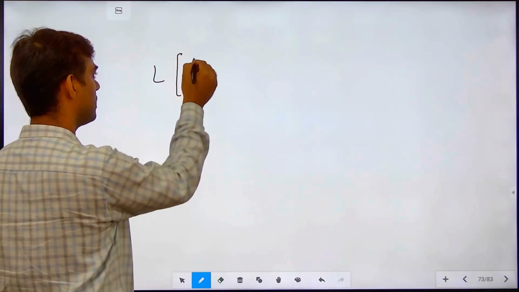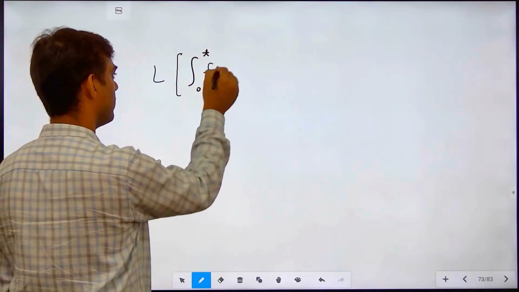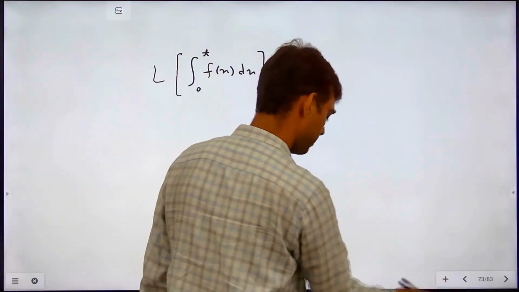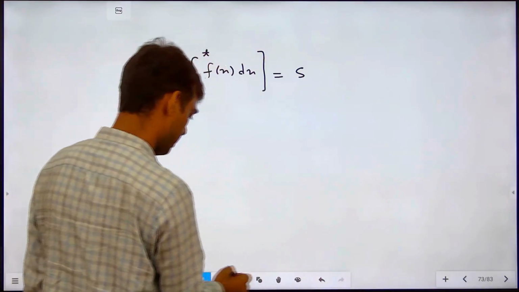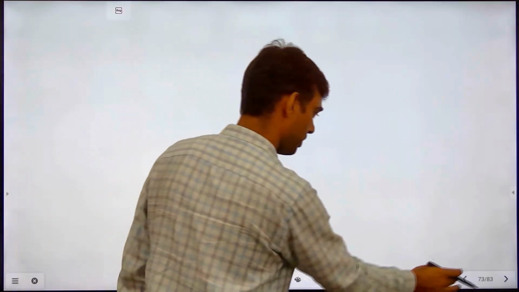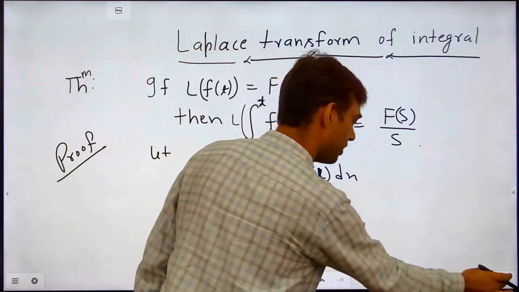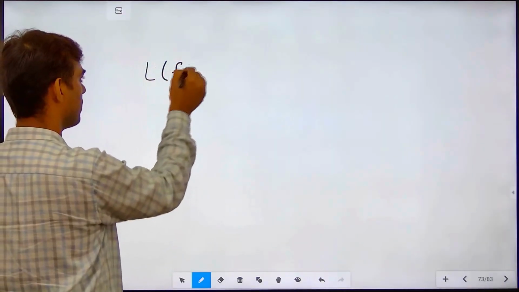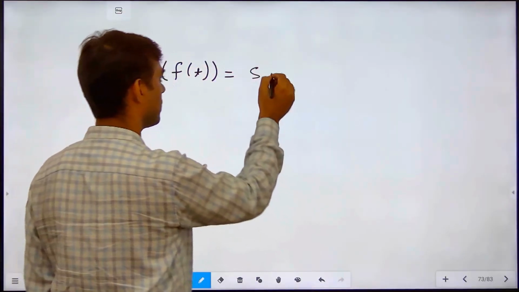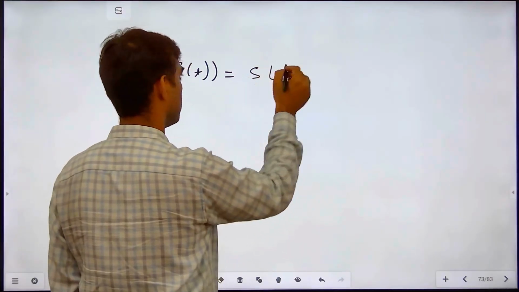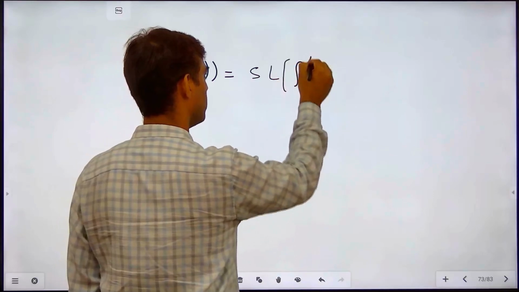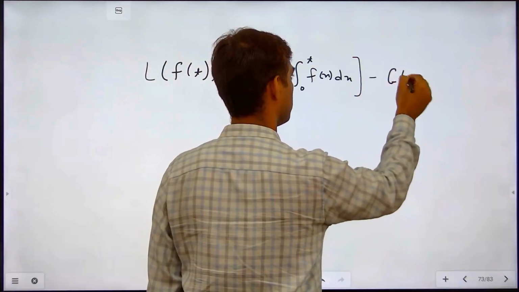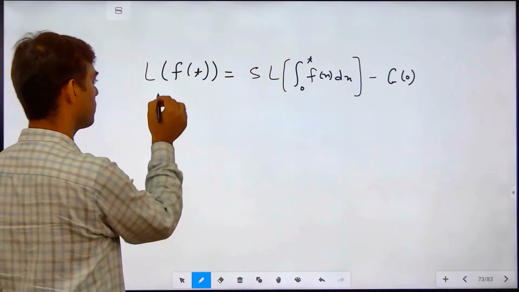So I think we put the wrong value. What is z'(t)? z'(t) is f(t). So if we put the value for z'(t), the Laplace transform of f(t) equals s times the Laplace transform of z(t), and z(t) is the integral from 0 to t of f(x) dx, minus z(0), which is 0.